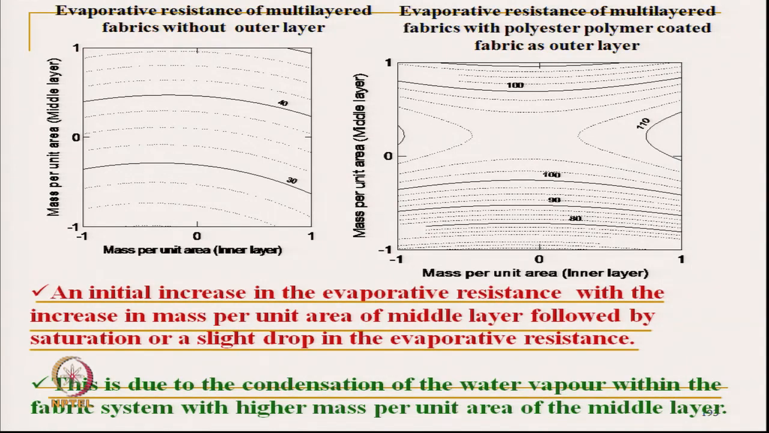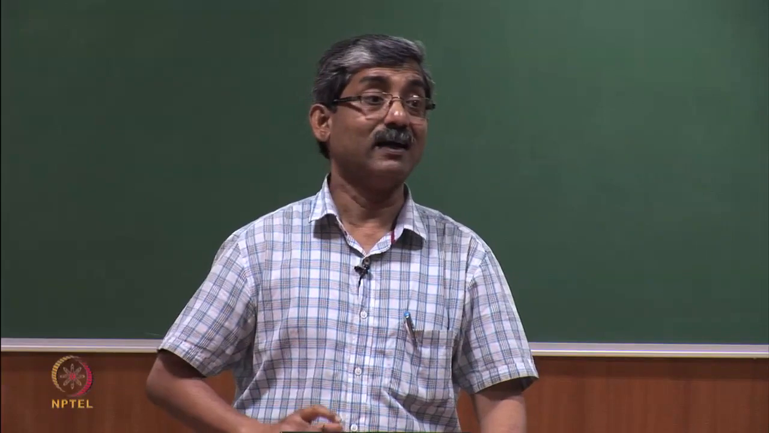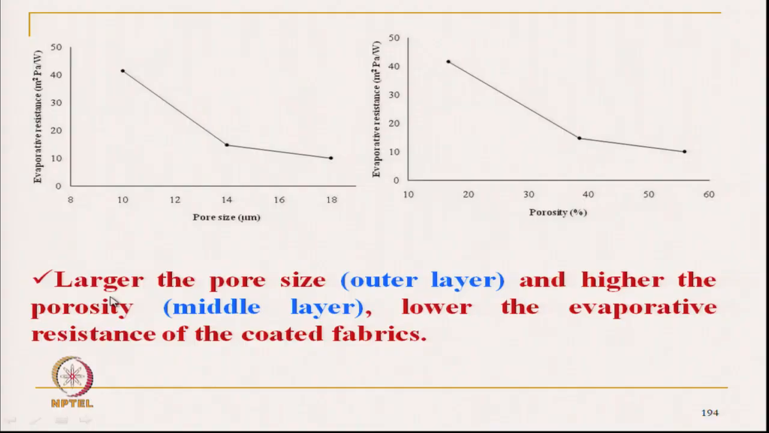So, this is due to the condensation of water vapor within the fabric system, with higher mass per unit area, that means higher thickness. And we can see that the larger the pore size at the outer layer, the evaporative resistance drops. Higher pore size reduces the evaporative resistance because the moisture can flow freely, and with the increase in porosity, mainly of the middle layer, the evaporative resistance again drops.